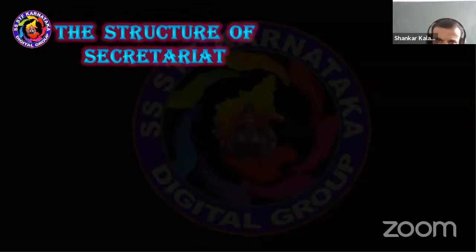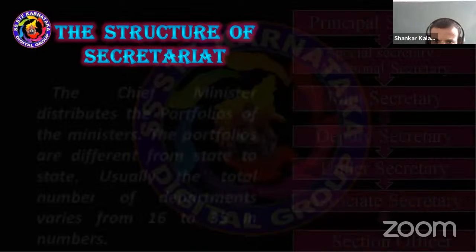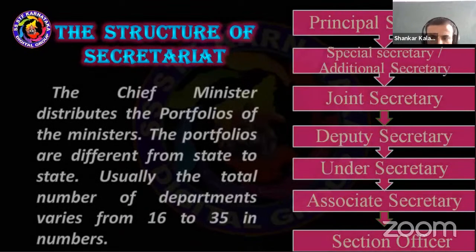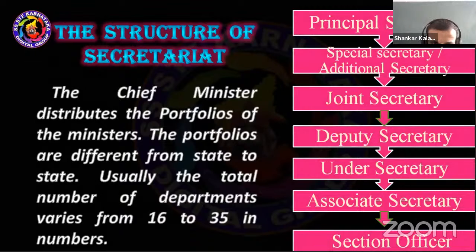The structure of a state secretariat. The chief minister distributes the portfolios of the ministers. After selecting ministers, he will allot the responsibilities or portfolios to each minister. The portfolios are different from state to state. They are not the same; according to the state, they will be different portfolios or responsibilities. Usually, the total number of departments varies from 16 to 35.